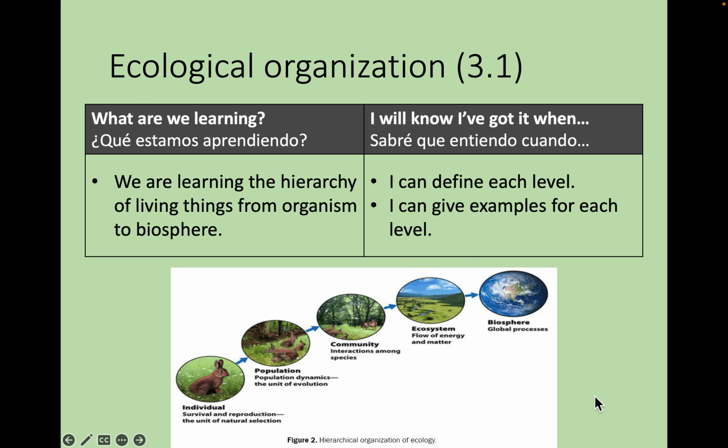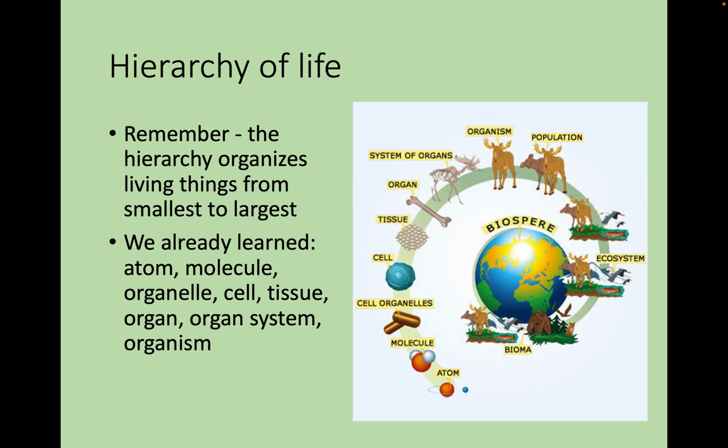Today we're moving into Unit 3, and we're going to start by looking at the levels of the hierarchy, which you've seen before, but it's been a while. So this might look familiar. The levels of life, levels of hierarchy of life, organization of life, go from smallest to largest. We started with atom, and we go all the way up to the whole Earth.